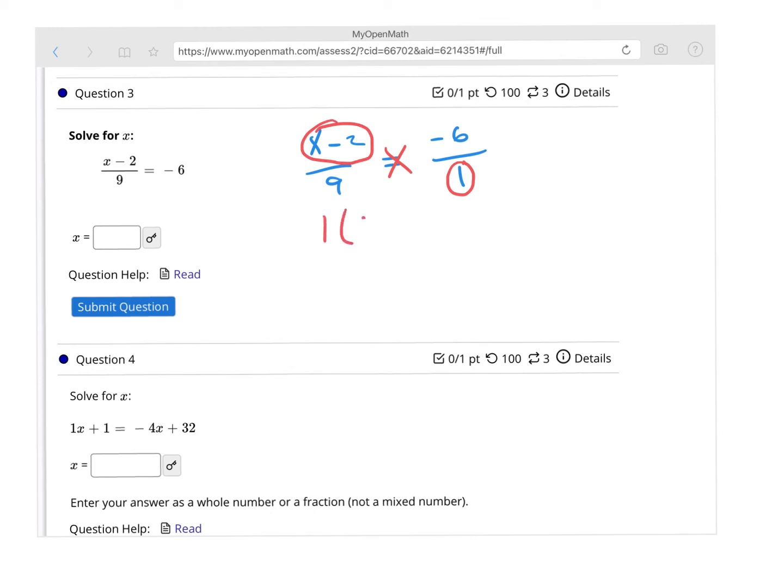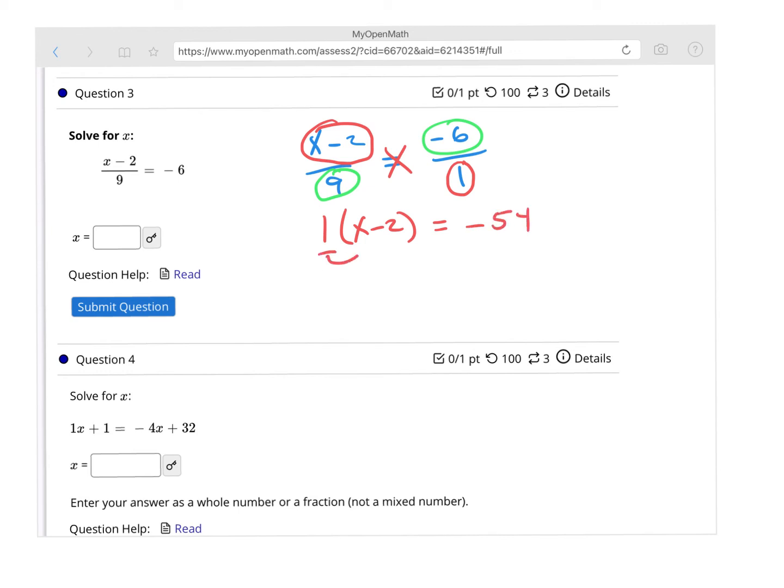So I have 1 times x minus 2. Now be sure to put in the parentheses. In this particular case, it's not going to matter, but make sure you always put in parentheses if you have a quantity that you're multiplying. The next thing I'm going to do is take 9 times negative 6. Well, 9 times negative 6 is going to give me a negative 54.